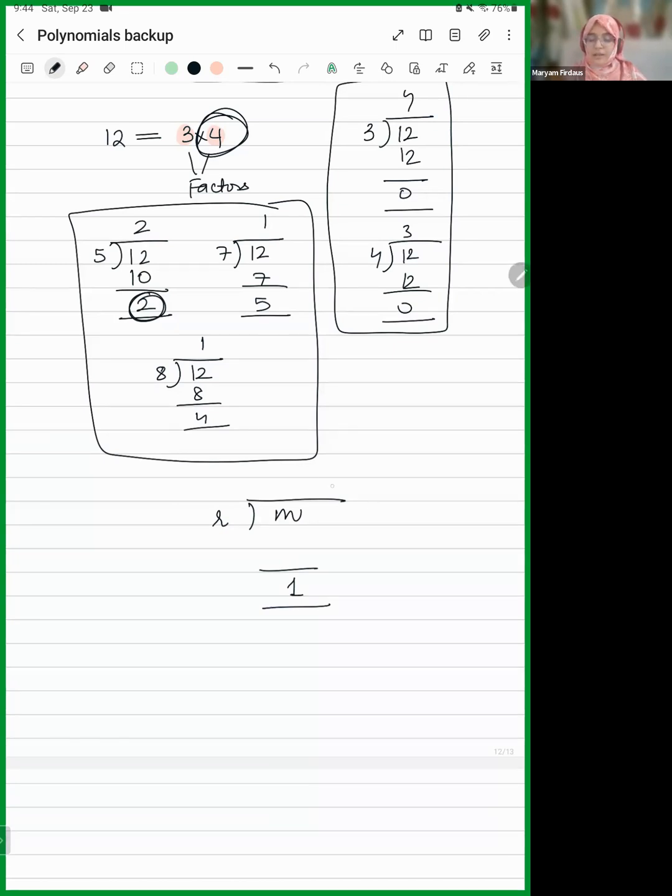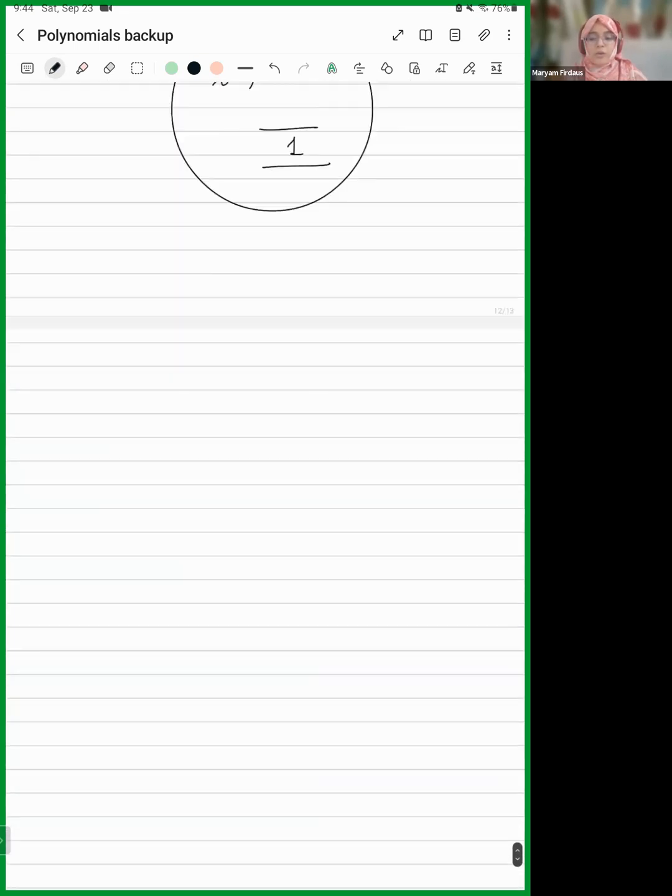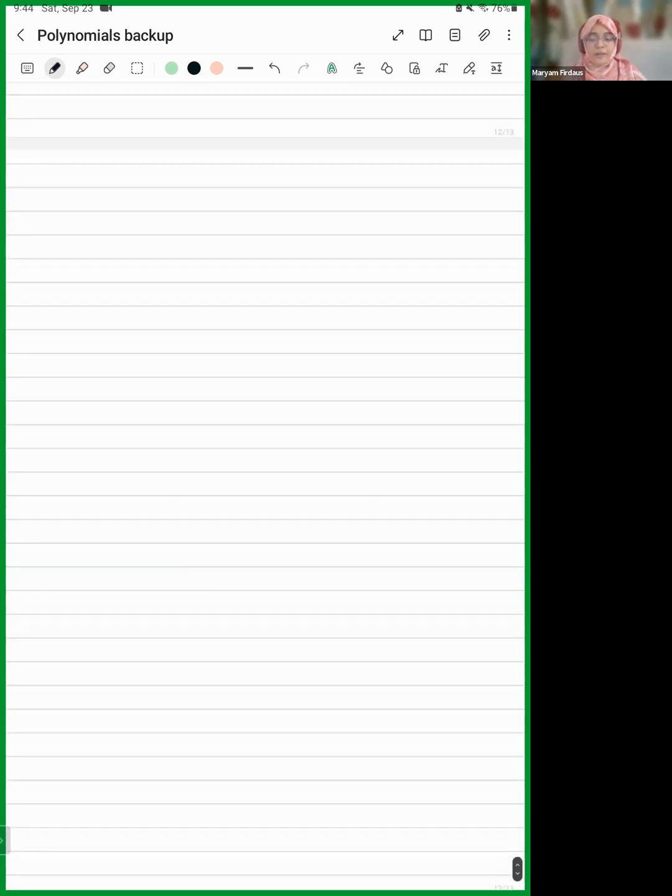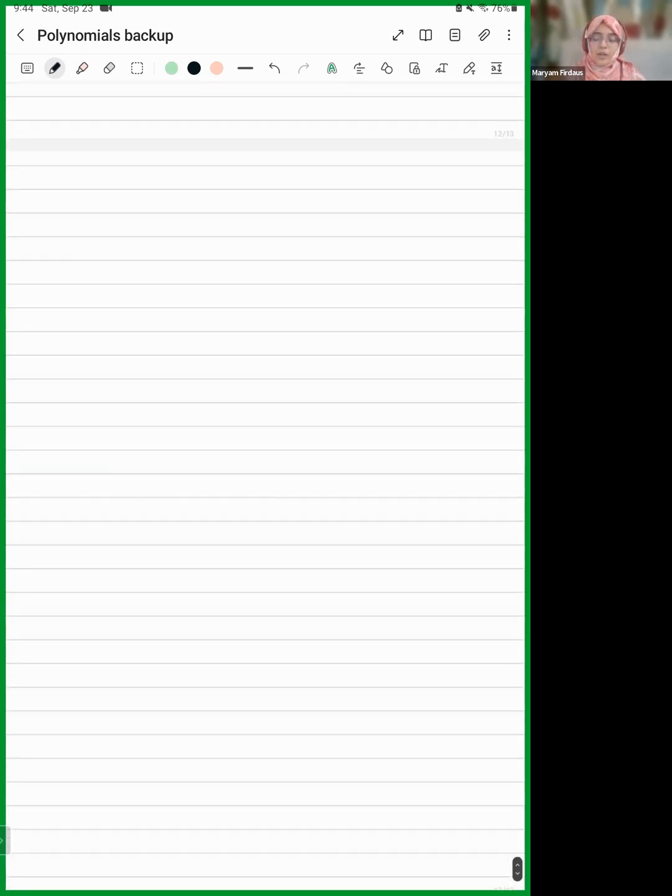So this thing that we have seen is applicable not just in numbers, but in polynomials as well. In polynomials also you have factors. And how do we decide if something is a factor or not? If the equation can divide the polynomial and the remainder will be 0, then it will be a factor.